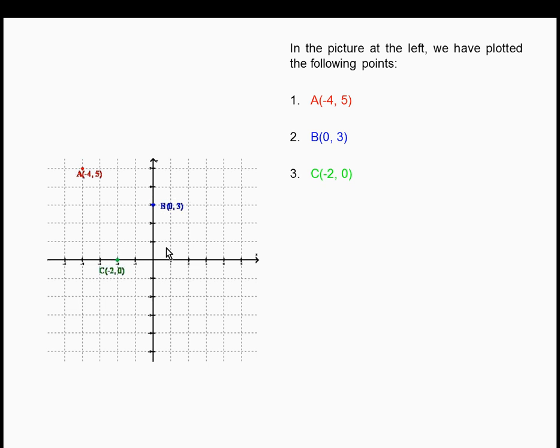In the picture at the left, we have plotted the following points. So let's see, my red point, A, is (-4, 5). So from the origin, go left 4, 1, 2, 3, 4, then up 5. 1, 2, 3, 4, 5. Yep. B is the point (0, 3), so don't move left or right, but go up 3. 1, 2, 3. (-2, 0) for the green point. Move left 2, 1, 2, but don't go up or down. Okay, hopefully you can also tell the colors. Red, blue, green. On the test in D2L, the graphs are going to be in different colors, and it's multiple choice in D2L. Now, in my math lab, sometimes it's multiple choice, and sometimes you actually have to draw the graphs.